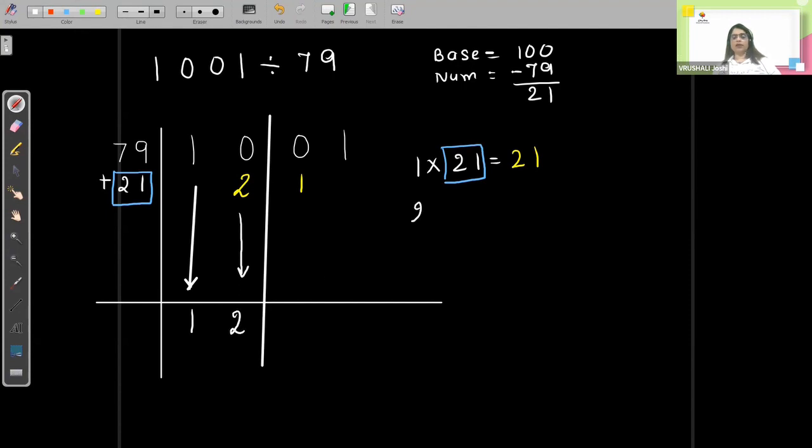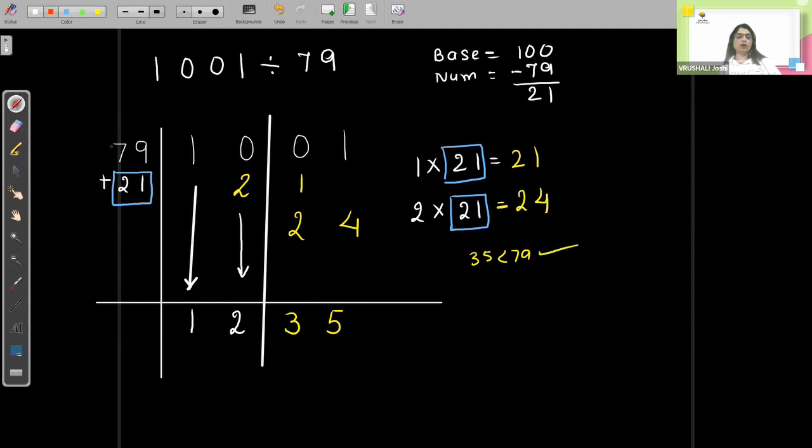You take the 2 and you multiply it with 21. Which 21? The same 21 in the blue box. That will give you 24. You can put the 24 here, and 2 plus 1 will give you a 3 and 4 plus 1 will give you a 5. Check. 35 is less than 79? Yes, it is. Good to go. What do we have? This is our quotient and this is our remainder.